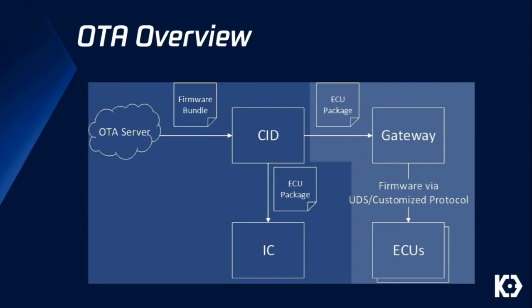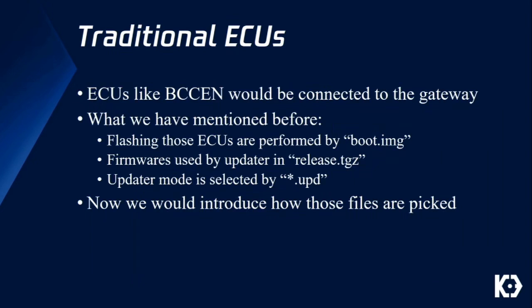After we have talked about how the IC and other Ethernet-connected ECUs are updated, let's talk about how the Gateway and other ECUs are updated. We call those ECUs connected to the Gateway traditional ECUs. For example, the central body controller or front body controller or something like that. They will be connected to the Gateway.